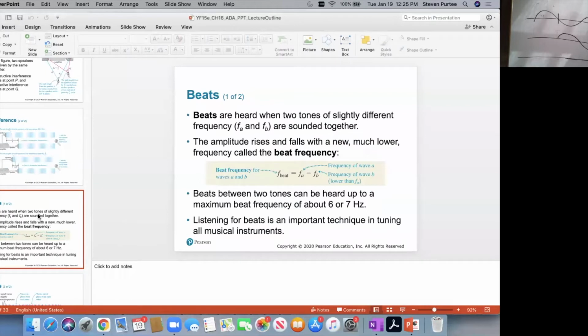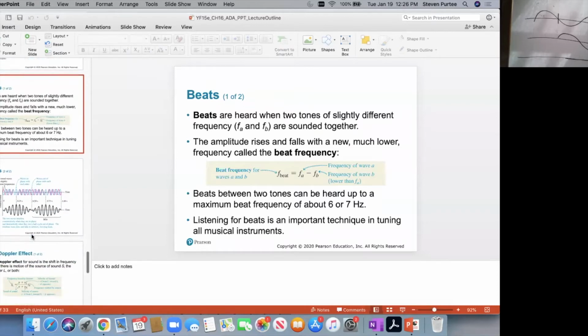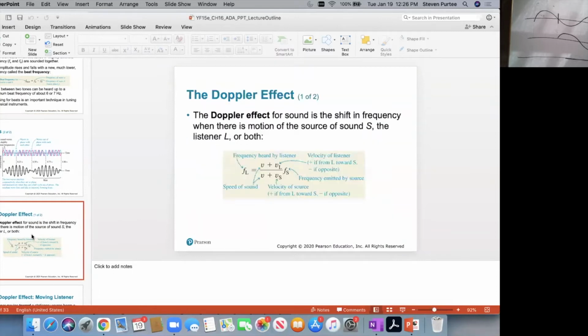Okay, beats are kind of cool. It's what you use to tune a guitar, for example. You want your beat to be 0. We're not going to do anything with it. We will do a bunch with Doppler effect.